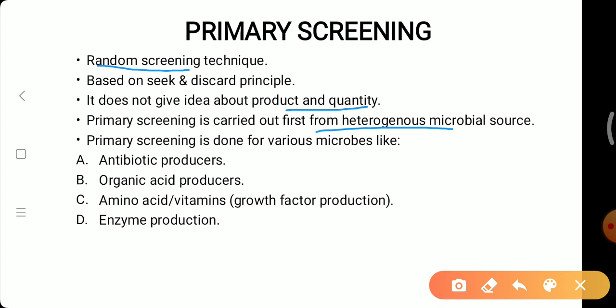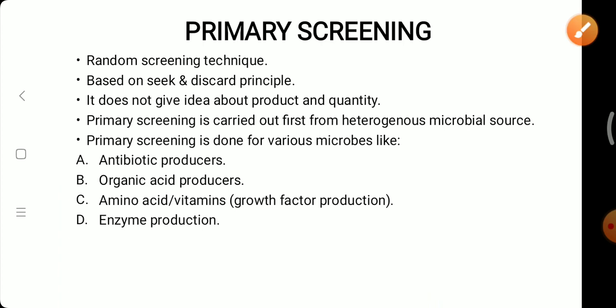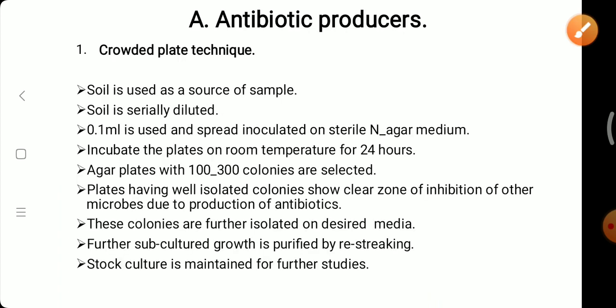Primary screening is done for various microbes, like we isolate microorganisms from soil such as antibiotic producer organisms, organic acid producing organisms, amino acids or vitamins, that is growth factor producing organisms, and enzyme producing organisms. Now we will see further. First we will start with antibiotic producing organisms.